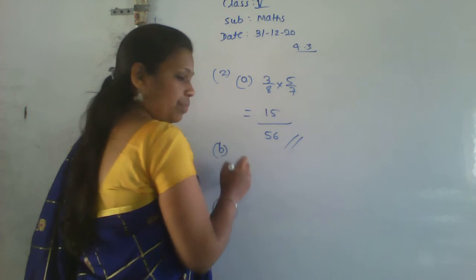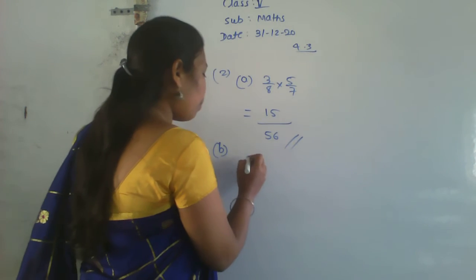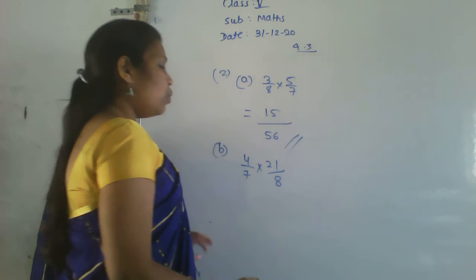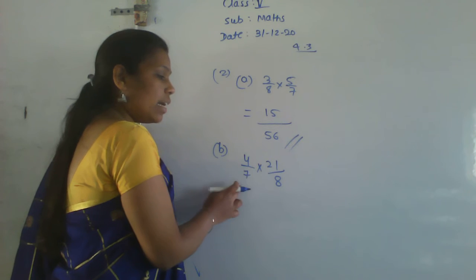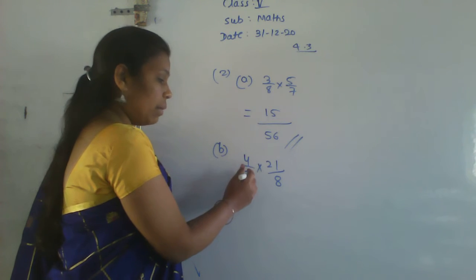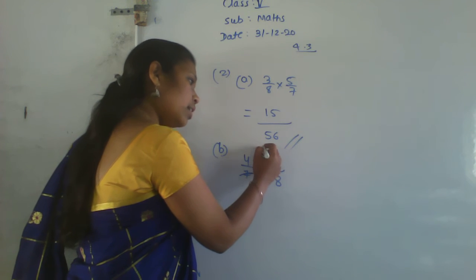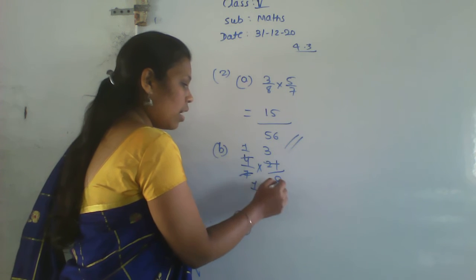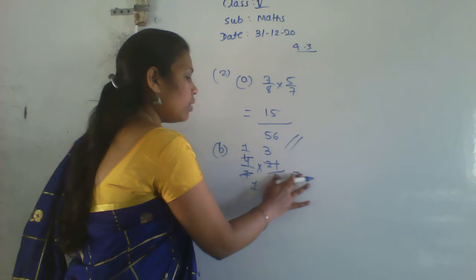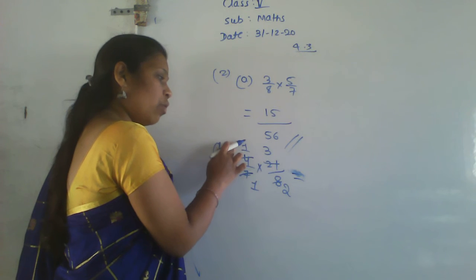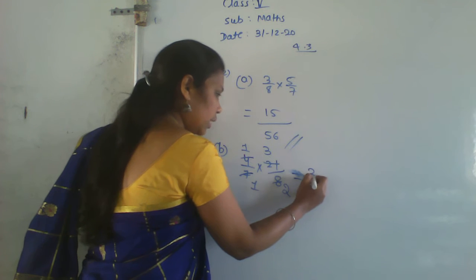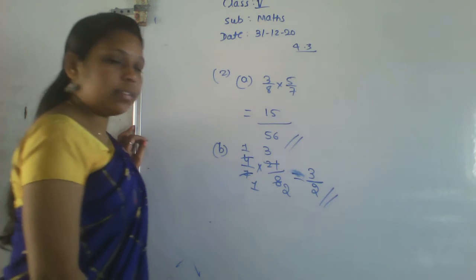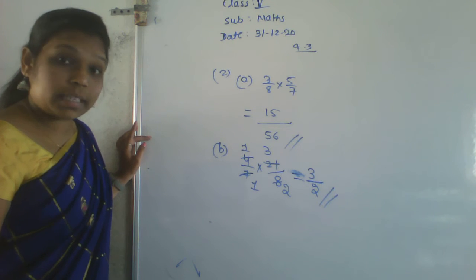Let's go for the B one. That is 4 by 7 into 21 by 8. Right? So observe properly. 7 and 21 are in the same table. Yes, they are in the same table. So now cancel here. 7 ones are 7, 7 threes are 21. And 4 and 8 are in the same table. Then cancel here. 4 ones are 4, 4 twos are 8. Okay. What is left in the numerator here? That is 3 and 1. 1 into 3 is 3. 1 into 2 is 2. The answer here is 3 by 2.